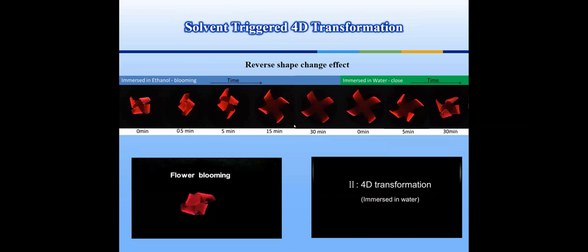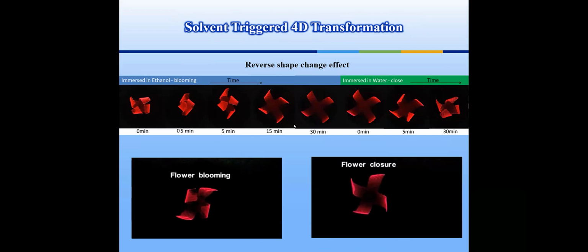In addition, we also found this printed structure can change its shape based on different solvent systems. For example, if we put the printed structure into an ethanol solution, you can see in the video it opens like a flower blooming. And then when we put the open structure into a water solution, it closes. It's a reversible process. I think that's not our intended design. Just during the experiment, we discovered this very interesting phenomenon of the shape changing with the solvent.